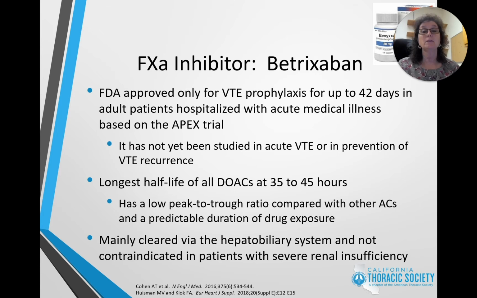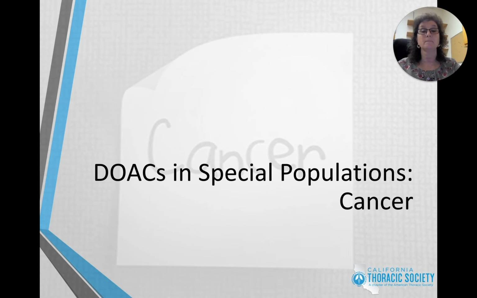Betrixaban is the newest kid on the block. It was FDA approved only for VTE prophylaxis based on the APEX trial that came out that studied its use in the acutely medically ill patient and DVT prophylaxis alone. It has not been studied in acute VTE or in the prevention of VTE recurrence. Of all the DOACs, it has the longest half-life at 35 to 45 hours. It is mainly cleared via the hepatobiliary system and is therefore not contraindicated in patients with severe renal insufficiency.